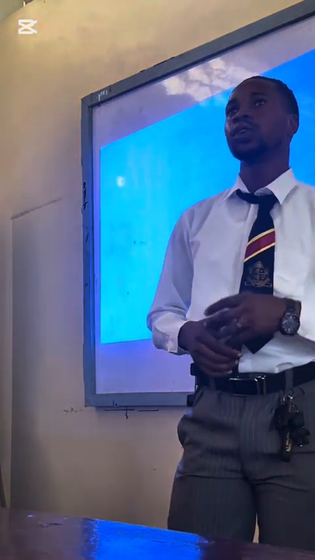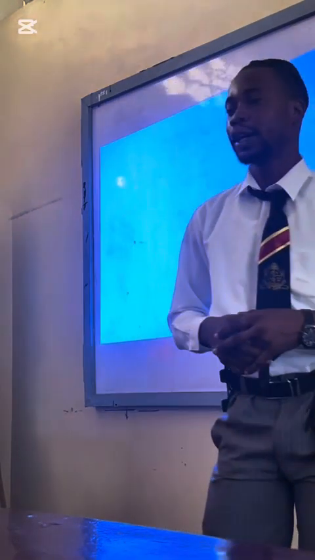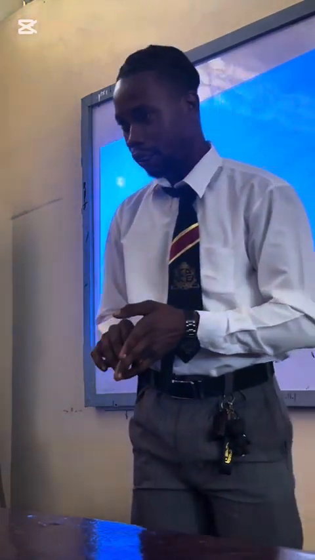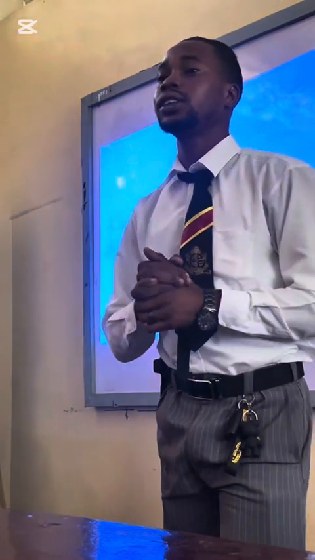What is an angle? Anyone? Yes, sir. An angle is where two lines meet together to form a degree. That's what you said, right? Okay. Lovely. Anyone else?